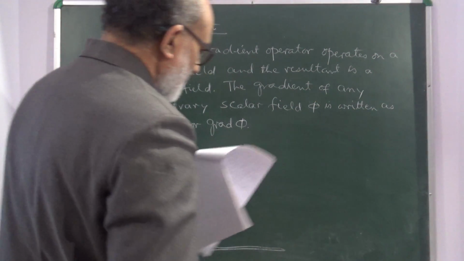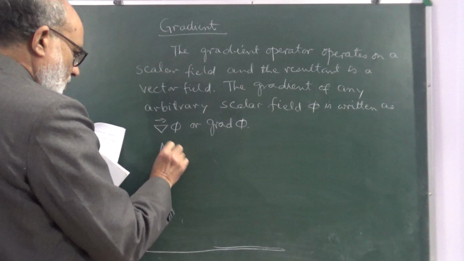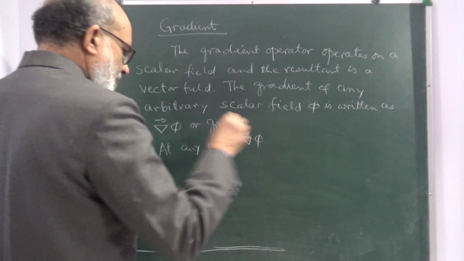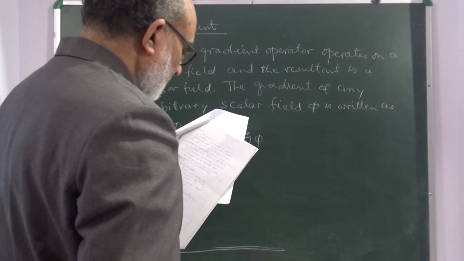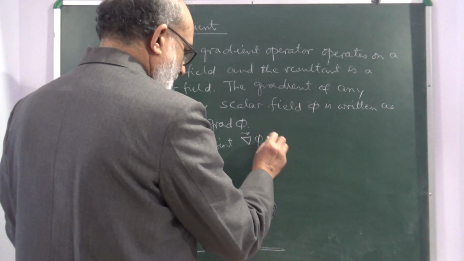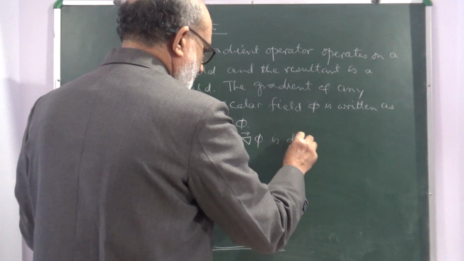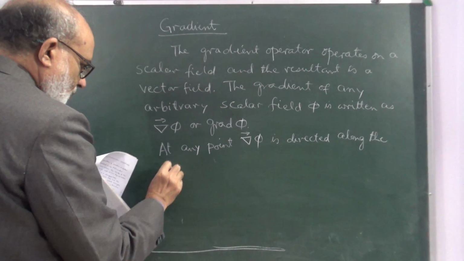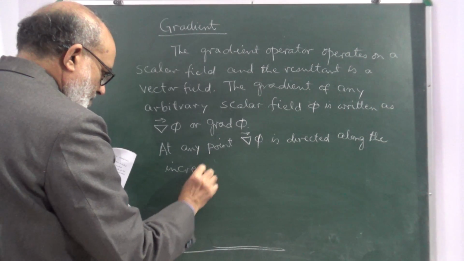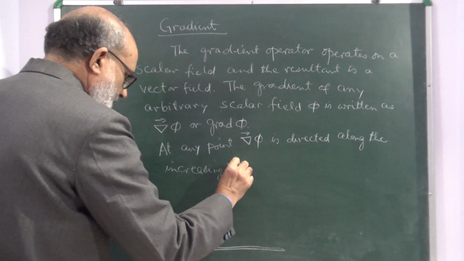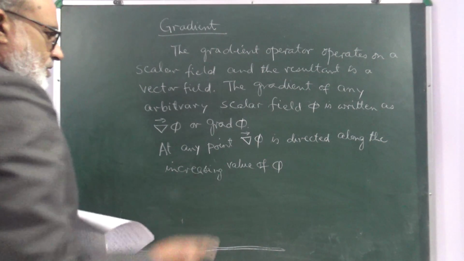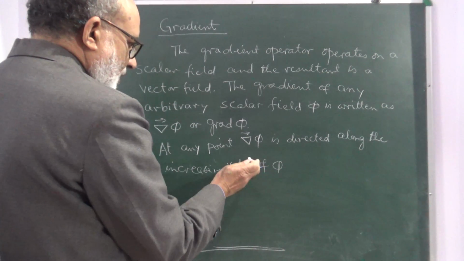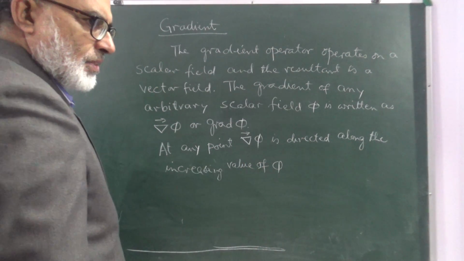So grad phi at any point is directed along the increasing value of phi. This means the vector grad phi is a vector whose direction is along the increasing value of phi, that is, in the direction where phi increases.